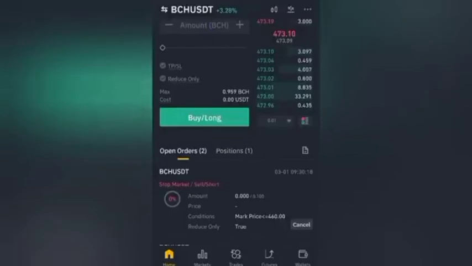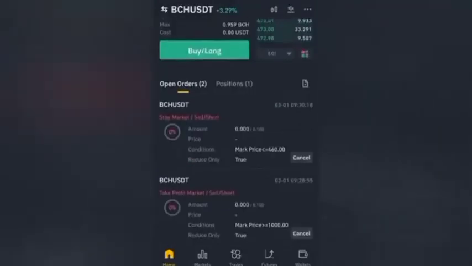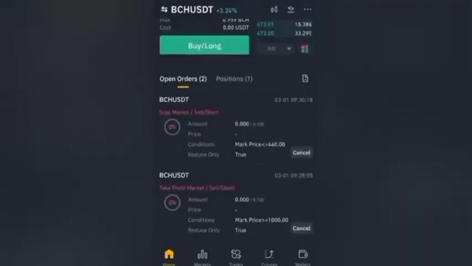Now when you are in the open order section, you will notice that there are two orders that are pending. Understand? One order is when you sell at the top and make profit. The second order is when you sell below the entry price. Understand? When you sell below the entry price, you take a loss.